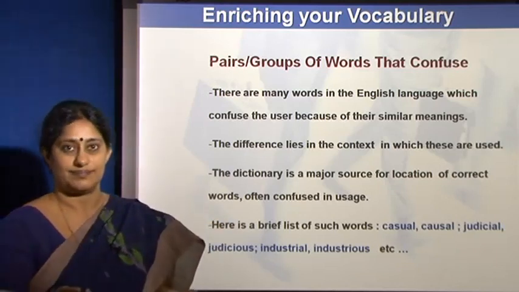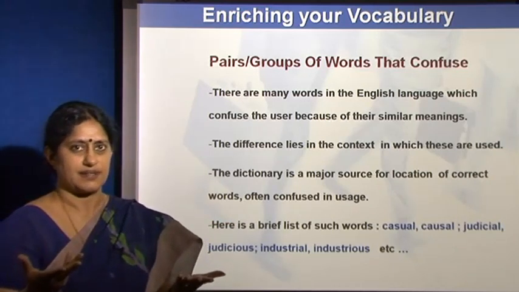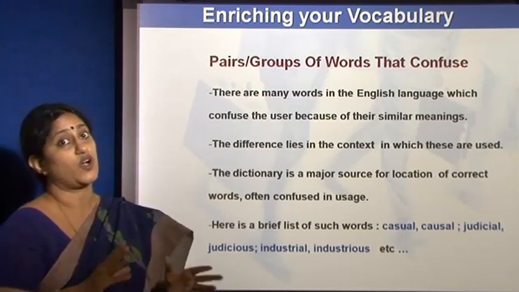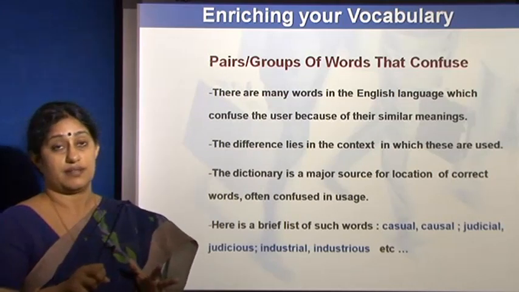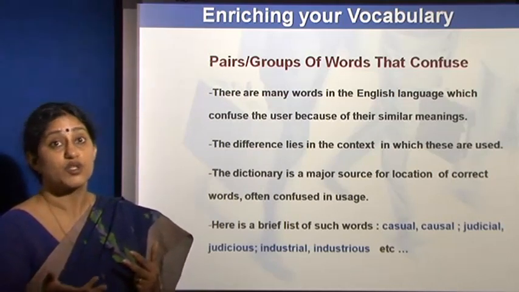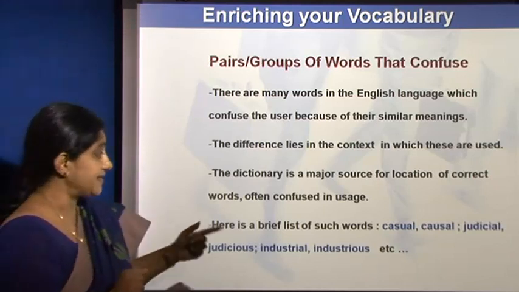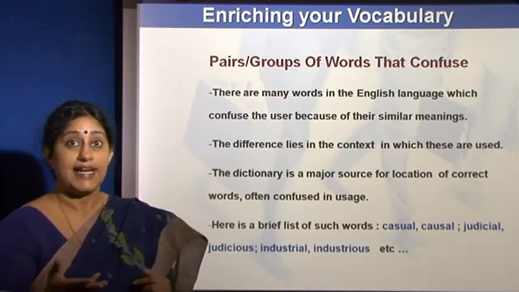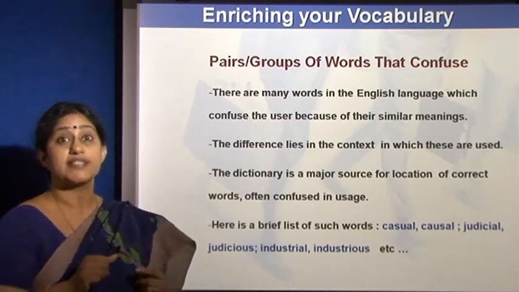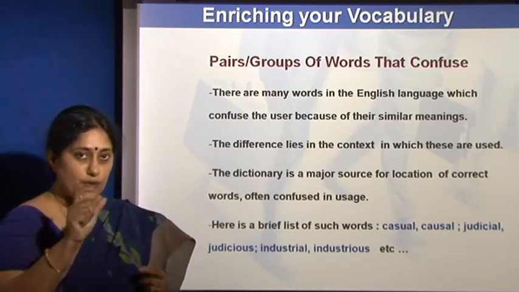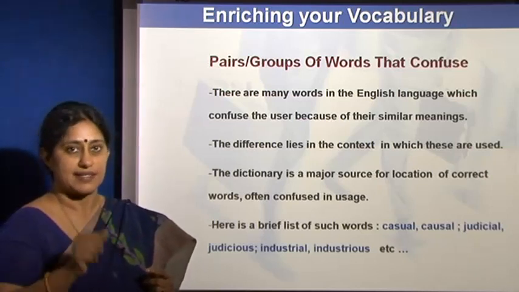Casual and causal. Casual means indifferent, while causal has got everything to do with cause and effect. Judicial and judicious, they both have different meanings. Judicial is something to do with the law, but judicious means wise. Industrial and industrious. Industrial means something to do with the industry, but industrious means hardworking. So appropriate usage of these words depending on context matters.